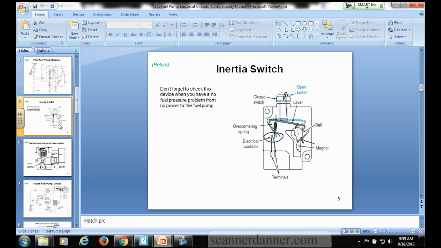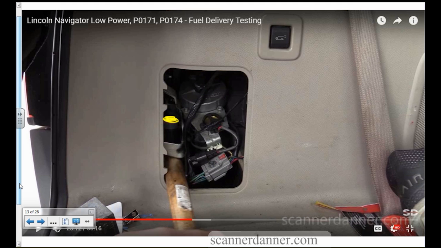But for me, I want to check the pump. I'm not worried about the inertia switch. In the fuel system, this goes right to my fuel pump motor, the inertia switch, and I want to do my pump power and ground testing. So the reason I use this location is I know that inertia switch feeds my pump power and ground.